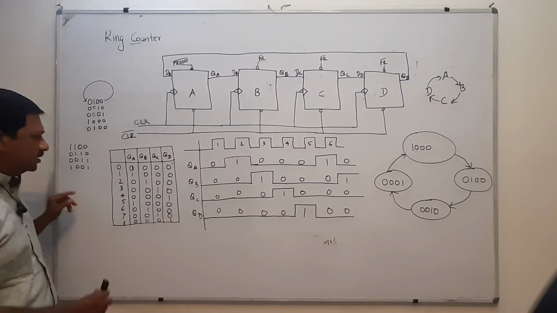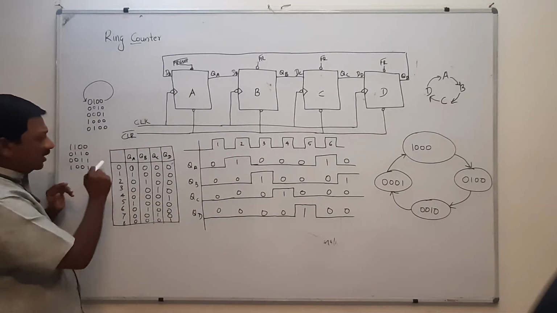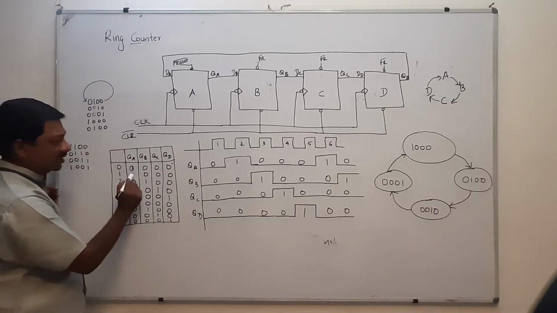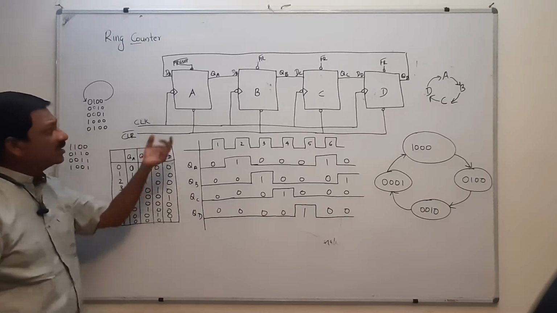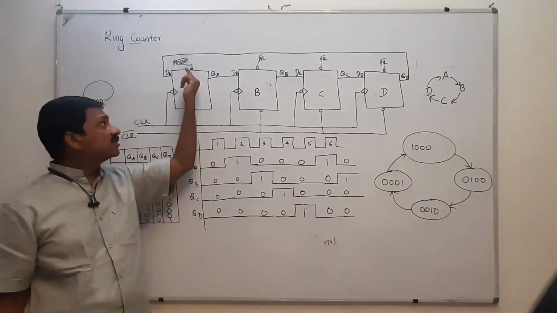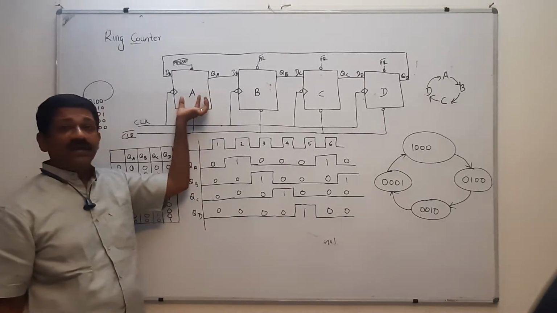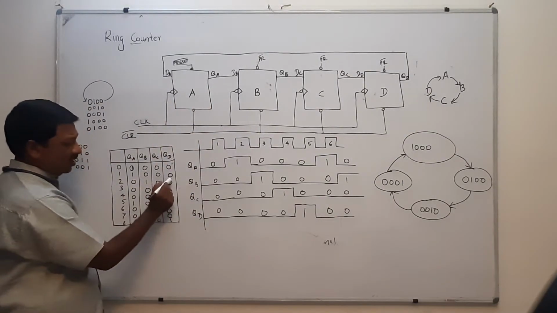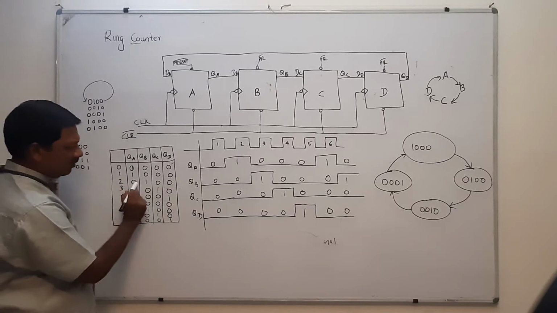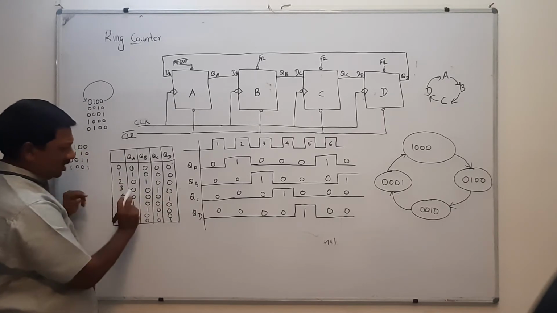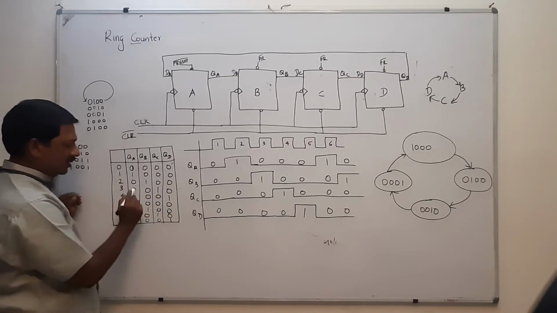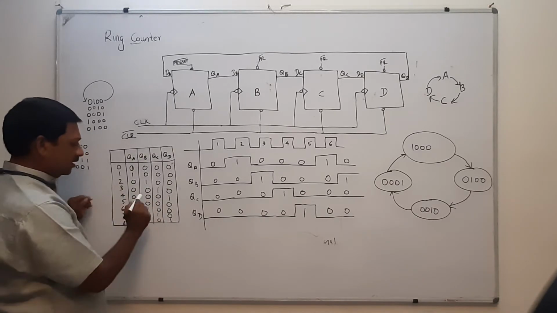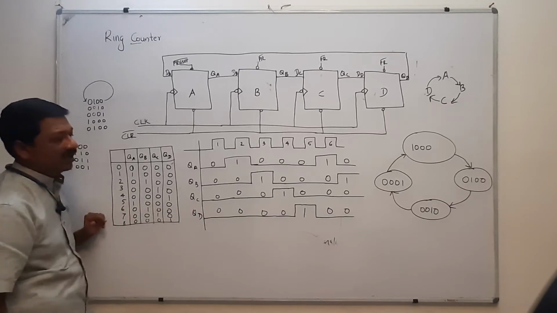In this example, initially we are going to set it as 1, 0, 0, 0. Using this preset bar signal, we set the content of A, so here 1, 0, 0, 0. Then when you shift, that becomes 0, 1, 0, 0. Again shifting, 0, 0, 1, 0. Then again shifting, 0, 0, 0, 1, and like that.